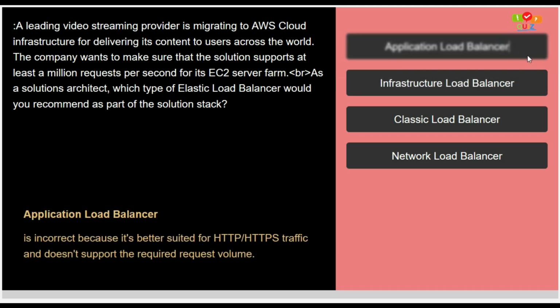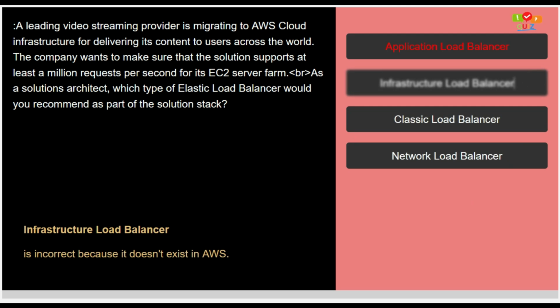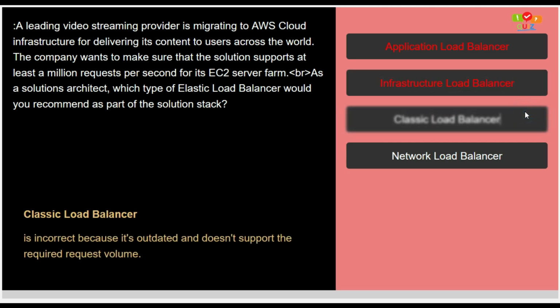Option 1, application load balancer, is incorrect because it's better suited for HTTP or HTTPS traffic and does not support the required request volume. Okay, so this option is incorrect, option 1. Option 2, infrastructure load balancer. This is incorrect. Why? Because it does not exist in AWS. Okay. Now option 3, classic load balancer. This is also incorrect. Why? Because it's outdated and does not support the required request volume. Okay. So option number 3 is incorrect.